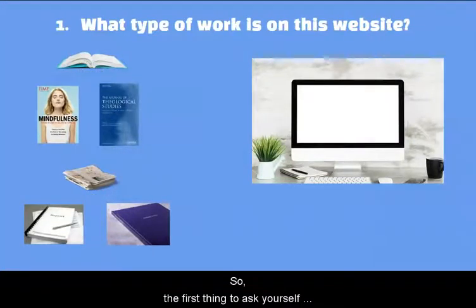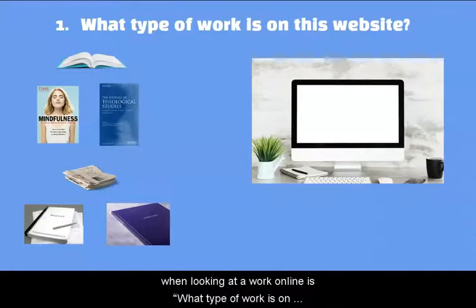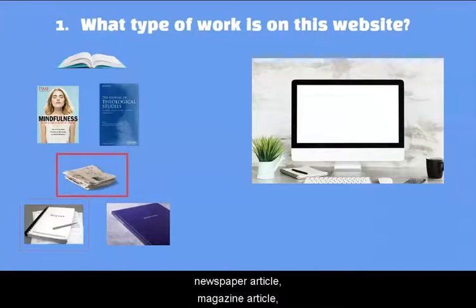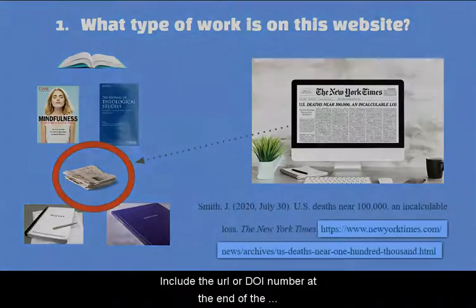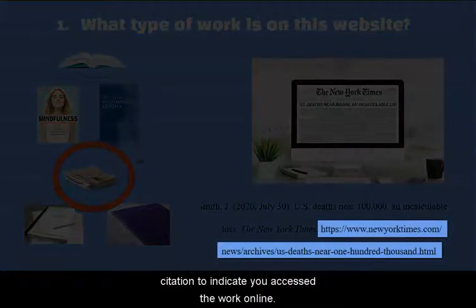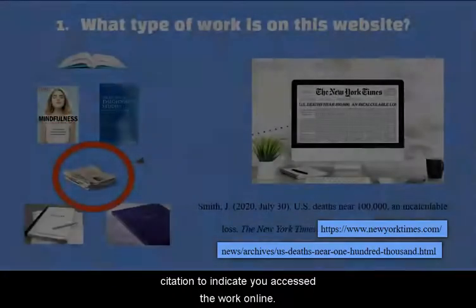So the first thing to ask yourself when looking at a work online is, what type of work is on this website? Does it fit any of the other APA reference categories? Is it a government report, a newspaper article, a magazine article? If so, refer to the citation guidance for that particular category. Include the URL at the end of the citation to indicate you accessed the work online.